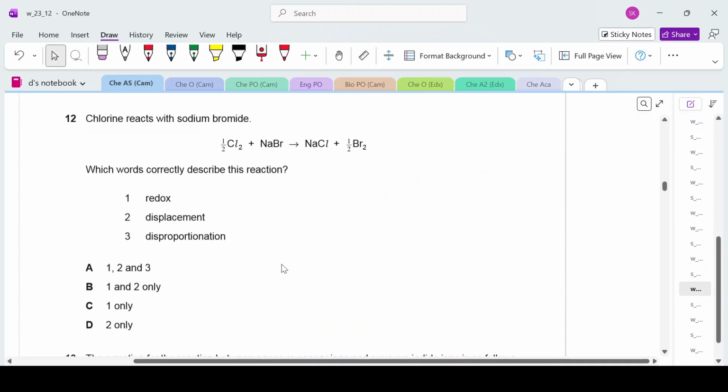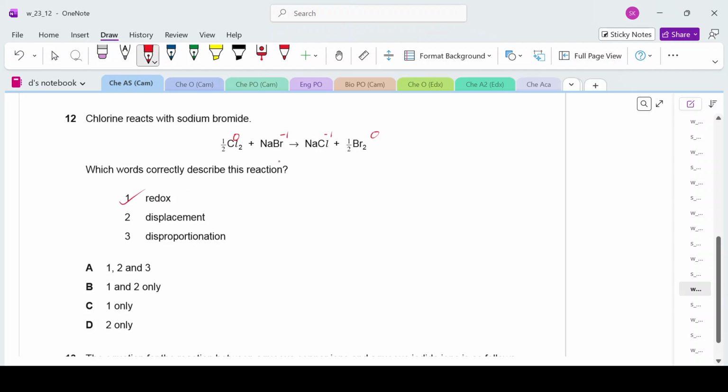Next, chlorine reacts with sodium bromide, which interestingly Cambridge now gives as half equations even in question papers. Good to see that. Which words correctly describe this reaction? This is a redox reaction. 0 থেকে -1, -1 থেকে 0. Absolutely, it is. It's displacement. Chlorine is more reactive, so it displaces bromine from its compounds. Disproportionation? একই species কি simultaneous oxidation এবং reduction হয়েছে? No. So answer is 1, 2. B.